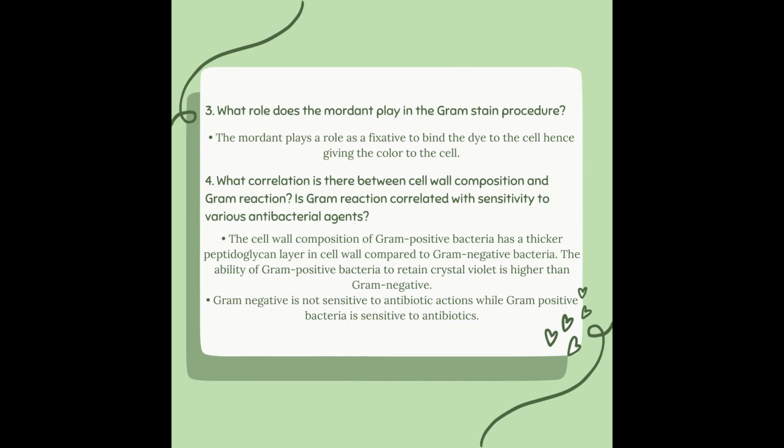Question number 4. What correlation is there between cell wall composition and gram reaction? Is gram reaction correlated with sensitivity to various antibacterial agents? The cell wall of gram-positive bacteria has a thicker peptidoglycan layer compared to gram-negative bacteria. The ability of gram-positive bacteria to retain crystal violet is higher than gram-negative. Gram-negative bacteria are not sensitive to antibiotic actions, while gram-positive bacteria are sensitive to antibiotics.